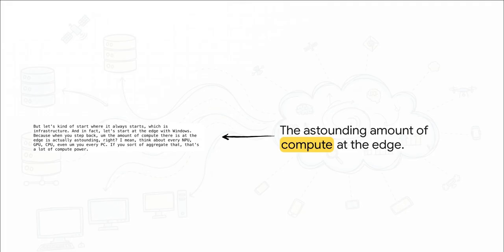Because of all the endless hype around data centers, we kind of just overlook the hardware sitting right in front of us. But when you actually take a step back, the astounding amount of compute at the edge is, well, it's mind-blowing. The real power isn't just sitting out in some distant server farm somewhere. An incredible volume of raw processing capability is sitting exactly where the users are.